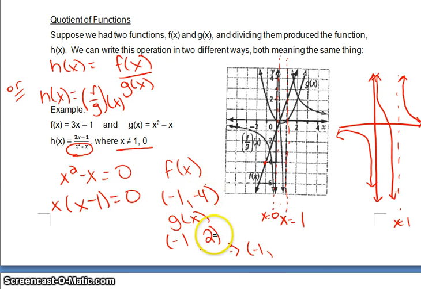So -4 divided by 2 is -2. Now let's double check that. Let's find -1 and -2. And if you notice, that is exactly where our coordinate is for f divided by g of x. Alright? So hopefully that message is starting to sink in, that we can just take two coordinates as long as they have the same x value and then apply that operation to them, whether it's adding, subtracting, multiplying, or dividing. Alright? So let's move on to the domain and the range.